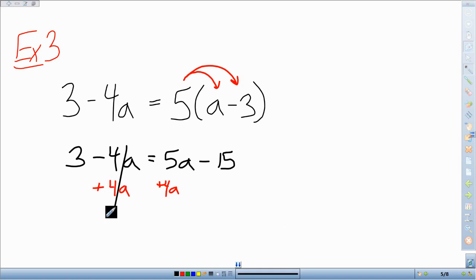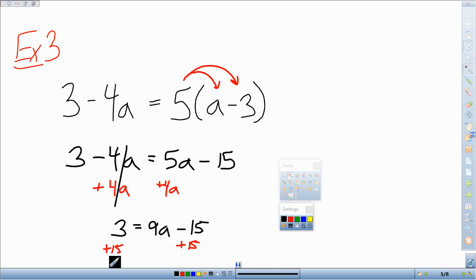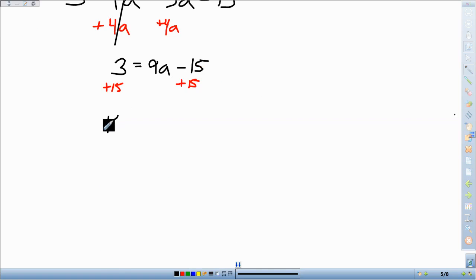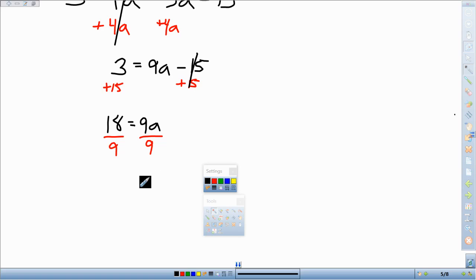All right, so they're gone here. I have a 3. Over on the right, it looks like I have 9a minus 15. Now I can solve this two-step equation, right? So I'm going to add 15 to both sides. Looks like I have 18 equals 9a. These are all working out kind of nice, right? So divide by 9, and it looks like I'm going to get 2 equals a. I'm going to flip it around and write it as a equals 2.